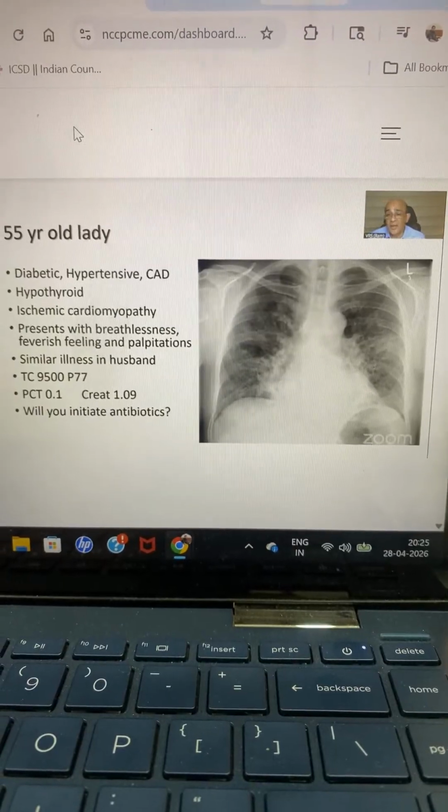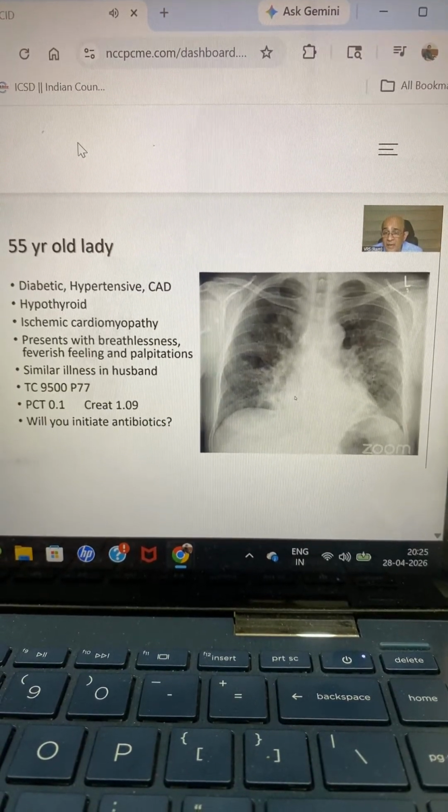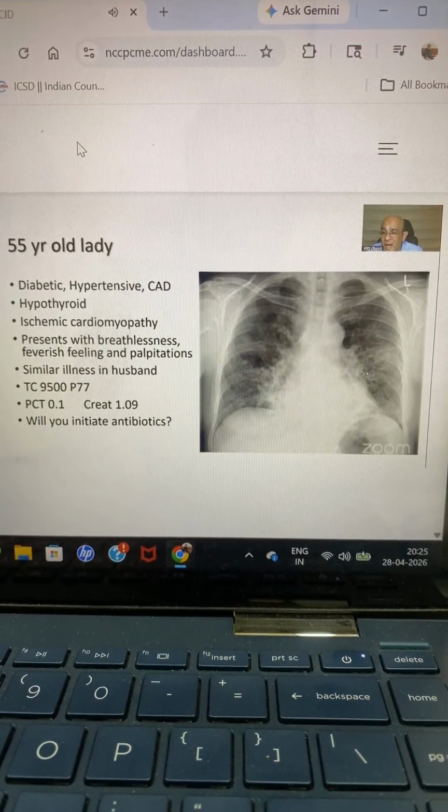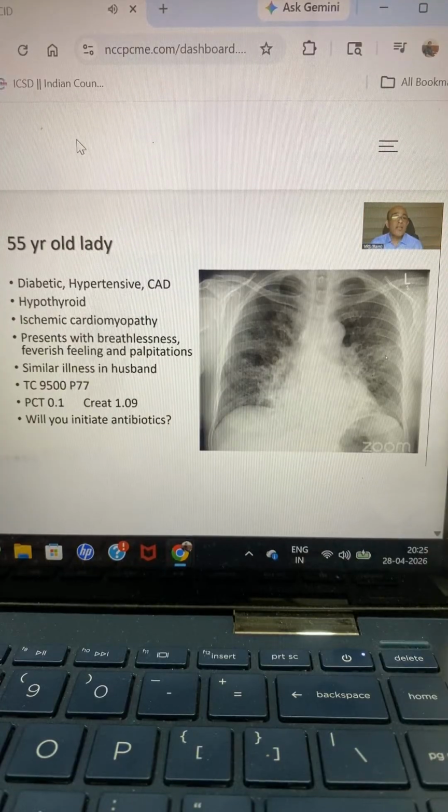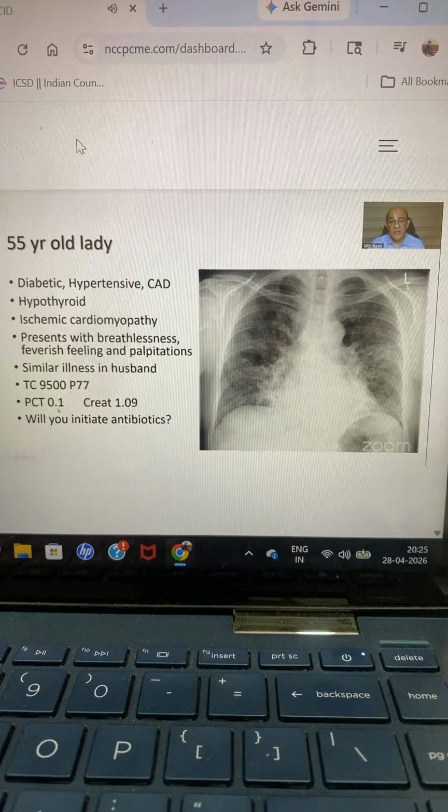Now this is the X-ray. There is cardiomegaly, there are features of pulmonary edema. There are probably doubtful shadows, and you are not clear whether this could be a bacterial infection. So in this situation, even though the PCT is probably not significant, I think you would still initiate antibiotics till we are sure that this is not a pneumonia which warrants antibiotics.